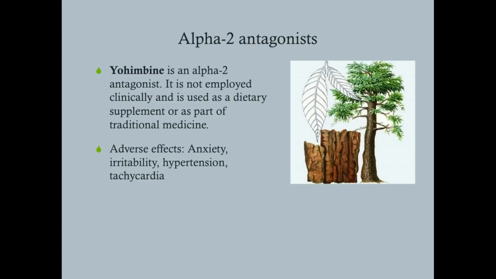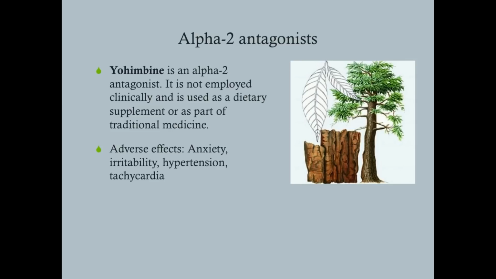So the alpha-2 antagonist is known as yohimbine, and this is the only one you're ever going to run into. It is not given in clinical practice. However, you can go to any herbal supplement store, a GNC vitamin shop, and you will be able to find yohimbine that you can buy for yourself without a prescription. So for that reason, you should know about this because patients may be taking this and you don't know because it's not on their chart.